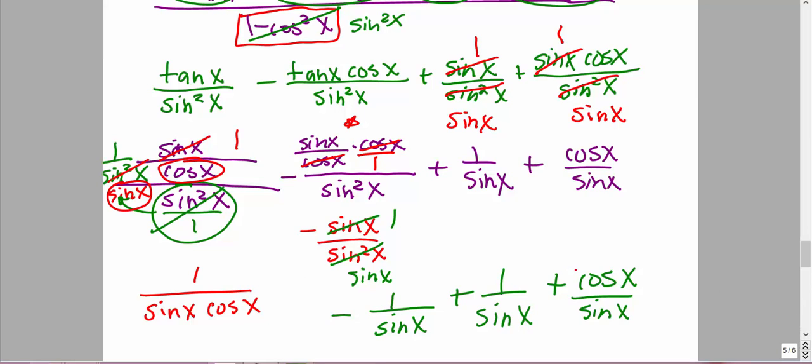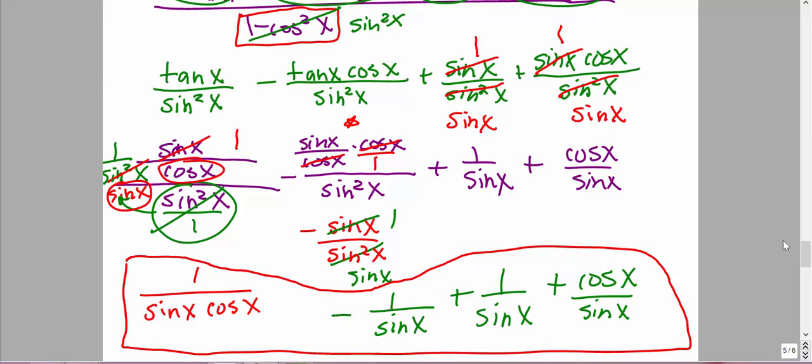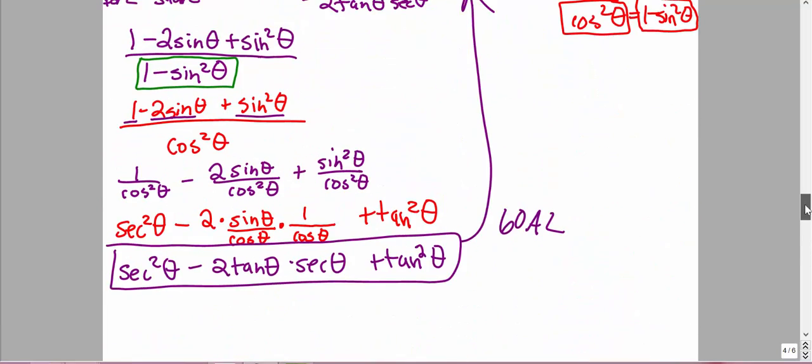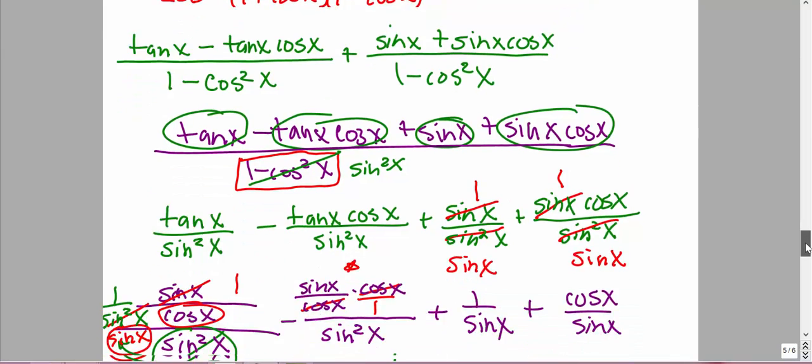Now let's go back to see what our goal was. We now have these 4 fractions here that have been simplified as much as possible. Well, let's see what our goal was. Our goal was cotangent x plus secant x times cosecant x. So we definitely have some more simplifying to do to get there.